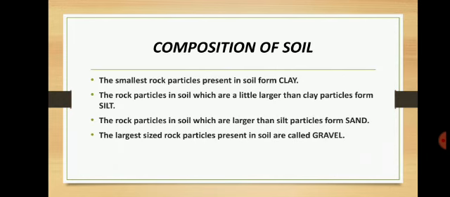Next comes sand. What is sand? The rock particles in soil which are larger than silt particles form sand. Thus, sand is made up of particles which are larger than silt. So, the smallest one is clay, followed by silt. A little larger than silt is sand. As sand particles are quite large, each single sand particle you can easily see. And since it is a large sized particle, it is rough or coarse to touch.